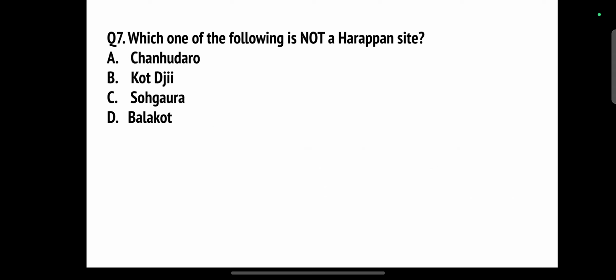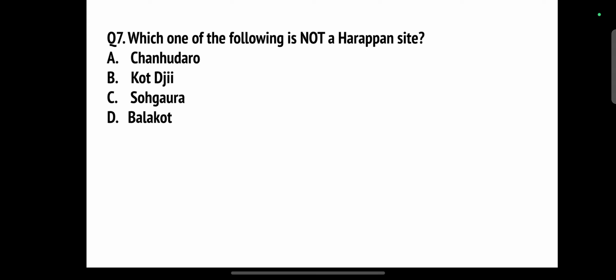Next question, which one of the following is not a Harappan site? Chanhudro, Kodiji, Sohaguda, Balakot. Question was asked by UPSC in 2019. Option number D was Desalpur. There, I have changed this question a bit by including the site called Balakot.